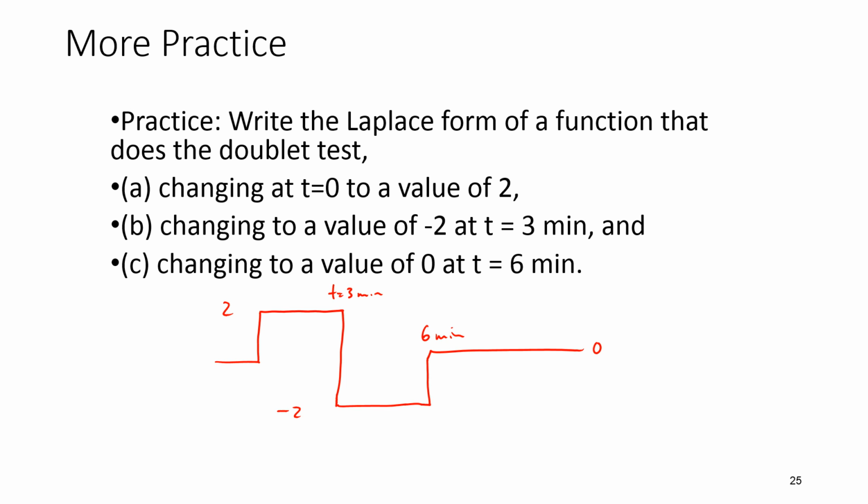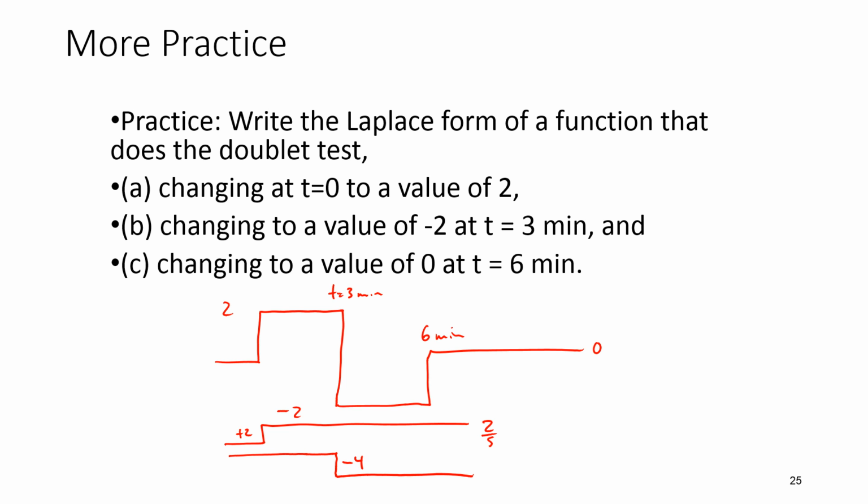Okay, so let's go ahead and see if we can figure out how to write this in the Laplace domain. Now, this is just a step function. Okay, so I'm going to add up a couple. Here's my first step, and that was plus 2. So that's just going to be 2 over s. And then at this time, time equals 3 minutes, I had a negative 4 step.